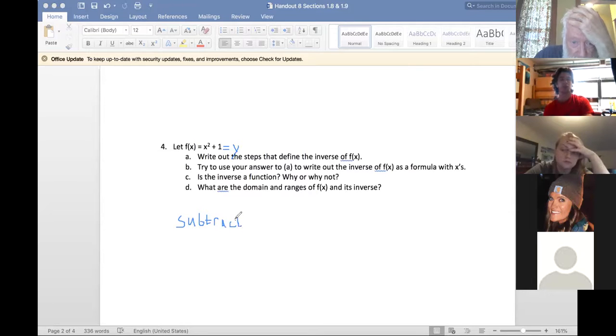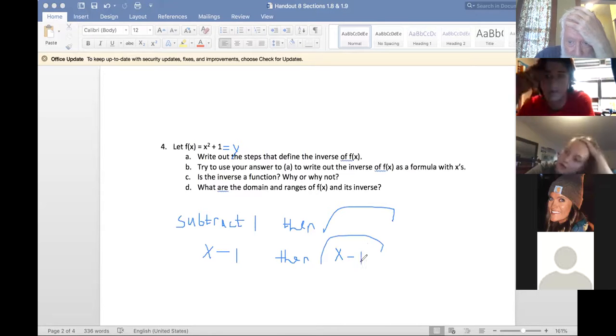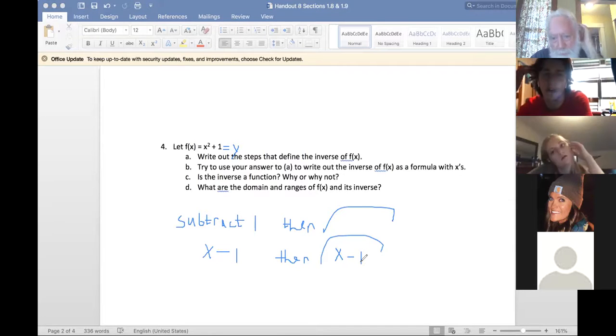So you could do it two ways. You subtract 1 and then take the square root. Or you could just say, starting with x, I subtract 1, and then I take the square root. And so you're kind of answering both at once. Okay. So that would not be a function, right? Because it's plus minus. I forgot the plus or minus.